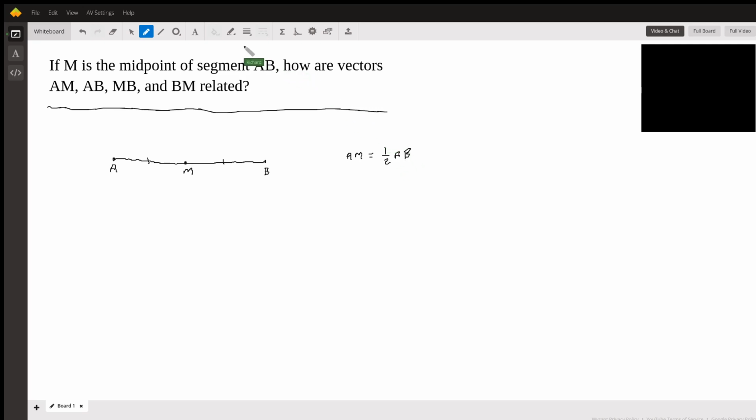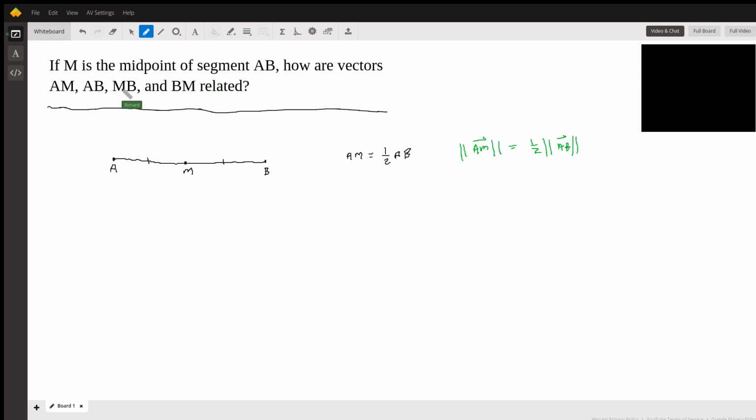If we were talking in terms of vectors, you would have to write something like the magnitude of AM with a vector symbol over it is equal to 1/2 vector AB. So if you're studying vectors and you're comfortable with these magnitude symbols and vector symbols, that's the way you would do it.